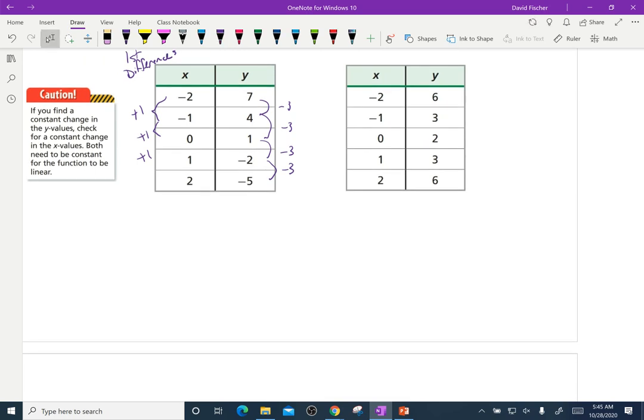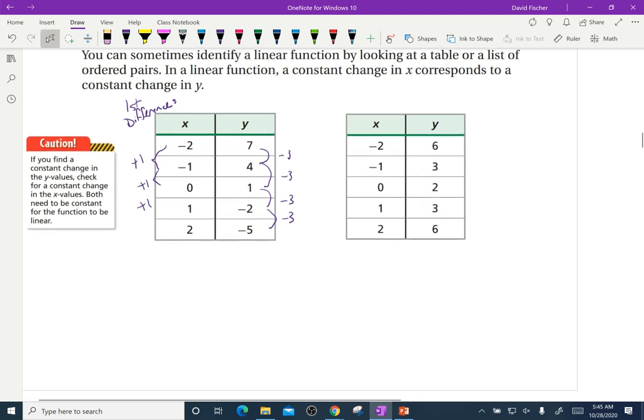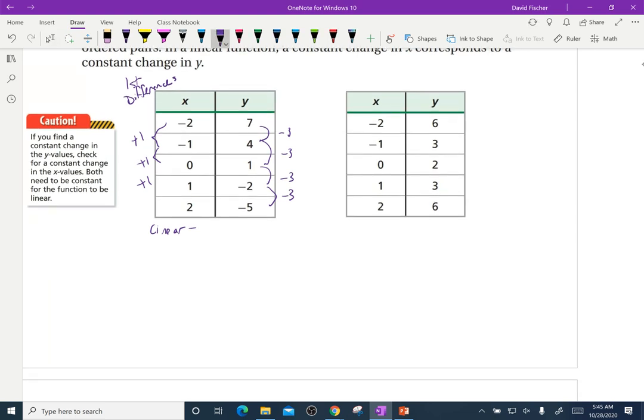All right, so where were we? What were my directions? Sometimes identifying looking at the table or list or pairs. In a linear function, constant changes in the x corresponds to constant changes in the y. So what we want to know is this is a linear. It is a linear function. Sorry, my pen's going to be kind of weird here because the tip just came out. How come? X's are increasing by 1, and the y's are decreasing by 3.